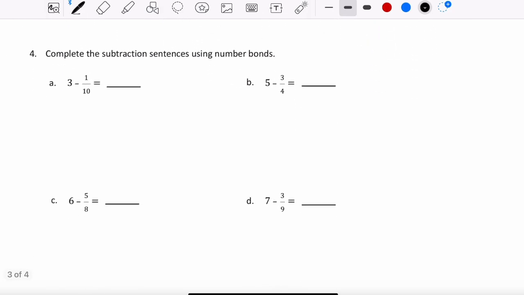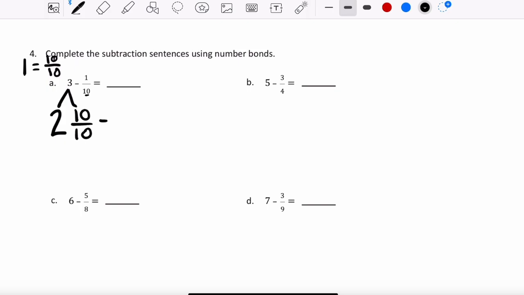All right, moving down the page, we're going to look at the next one. So this time we have 3 minus 1/10. So we have to take 1 from the 3, and we're going to change it to a fraction, but that leaves 2. So now we have our fraction. We look at our denominator. The denominator's 10. So we know it would be 10 tenths. So we have 2 and 10 tenths.